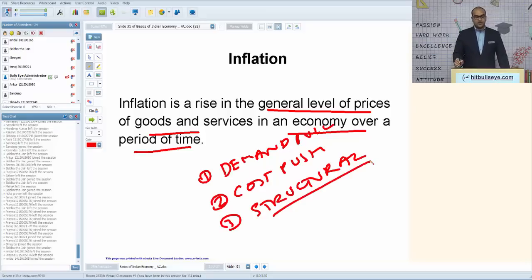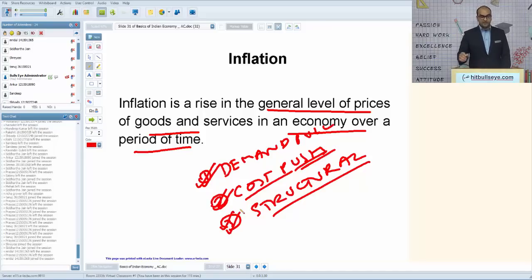Now, of course, when the demand of a particular good rises rapidly, it causes a rise in prices or inflation. Such an inflation is known as demand pull inflation. When the raw material cost or the cost of inputs rises, for example, the cost of oil, then of course travel becomes expensive. You see inflation in travel rates. So that is called cost push inflation.